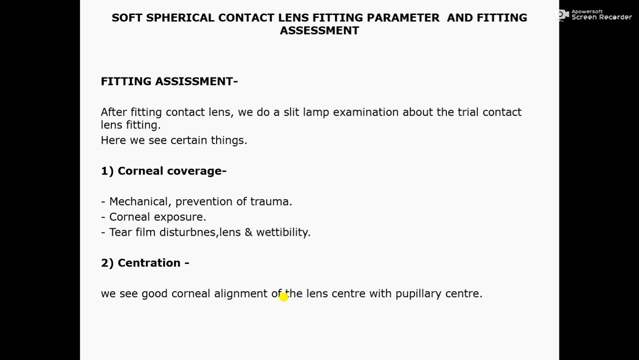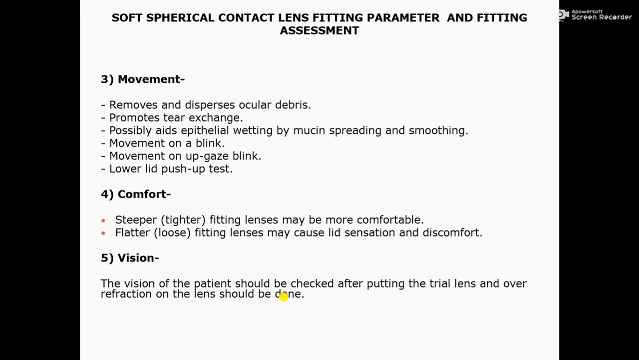Number two, centration. The center of the contact lens and the pupillary center should be the same. Number three, movement. It removes and disperses ocular debris. Next, it promotes tear exchange. Next, it possibly aids epithelial wetting by mucin spreading and smoothing. We will check movement of the contact lens, movement on upper gaze and blink, and we will check the lower lid push-up test.